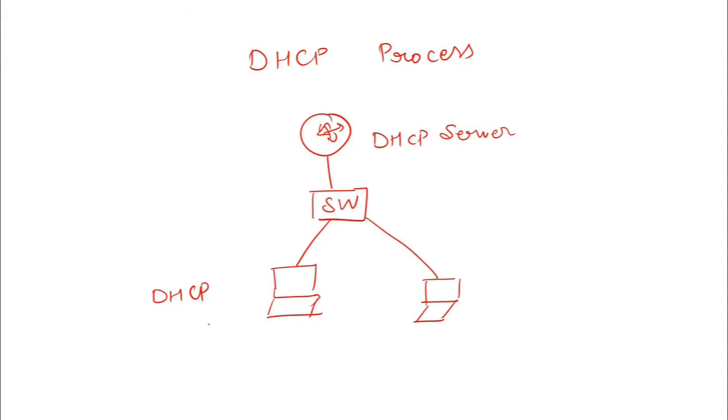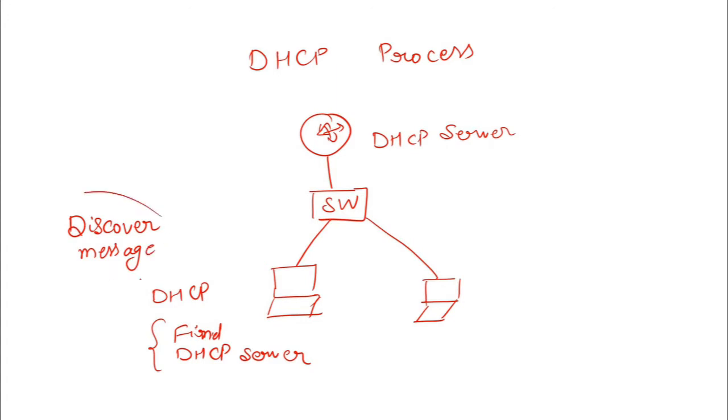This computer has to find out the DHCP server. Its job, as you select it, is to find the DHCP server. So how does it find that DHCP server? For that, it sends a discover message. A discover message is initiated from the client to find the server, to find out who the DHCP server is here.